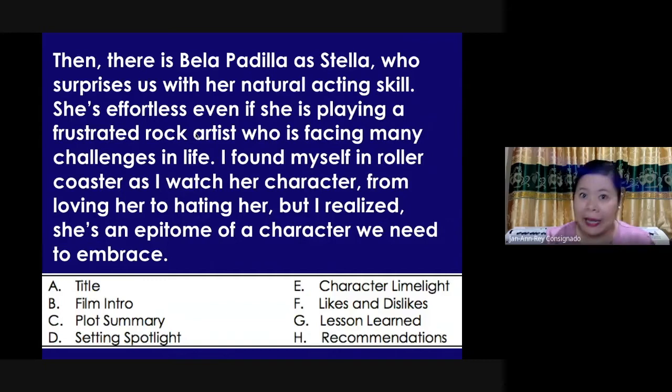Then, there is Bella Padilla as Stella, who surprises us with her natural acting skill. She's effortless, even if she is playing a frustrated rock artist who is facing many challenges in life. I found myself on a roller coaster as I watched her character, from loving her to hating her, but I realized she's an epitome of a character we need to embrace.